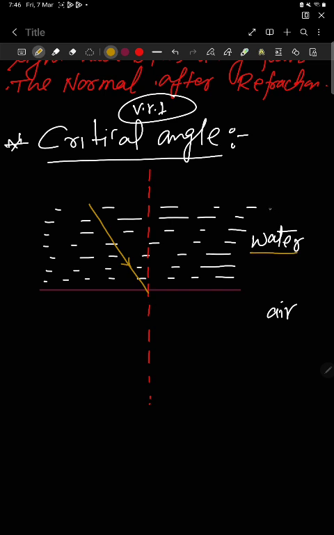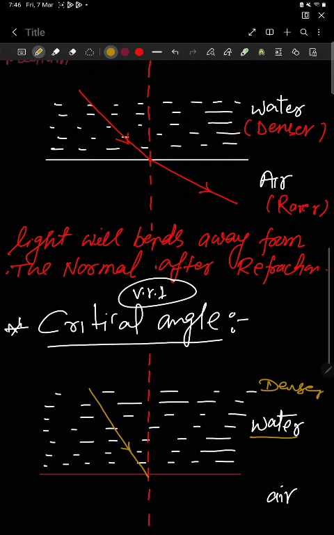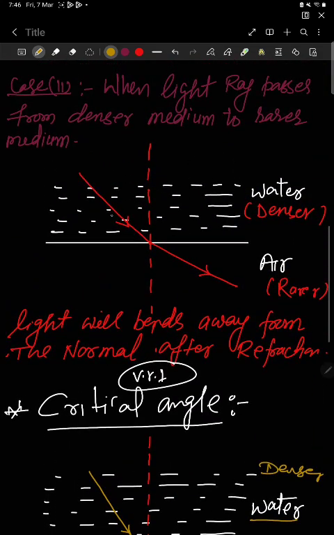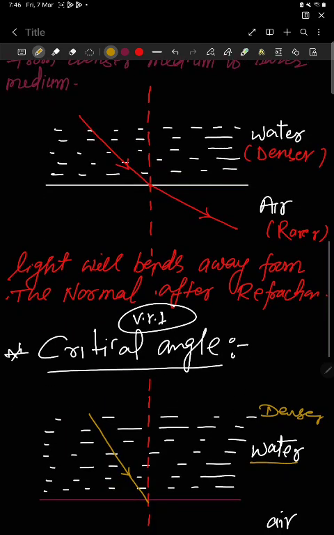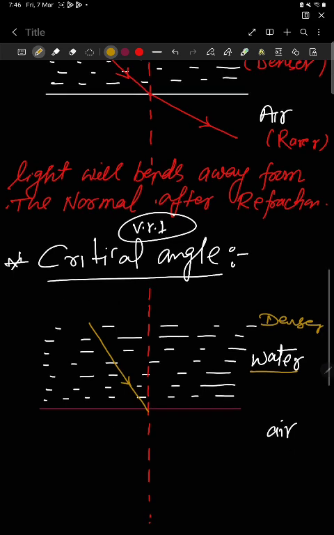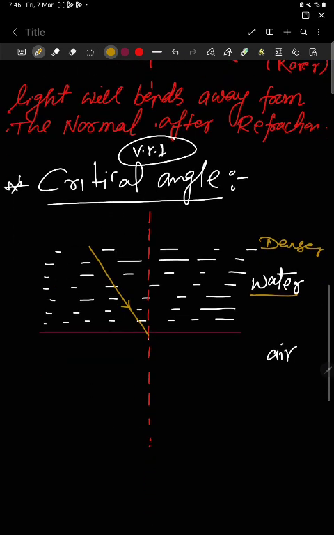So water is the denser medium and air is the rarer medium. In this case, the light ray is coming from the denser medium to the rarer medium, and I have told you that when a light ray comes from a denser medium to a rarer medium, it will bend away from the normal. So in this case, instead of going in a straight path, it will bend away from the normal.